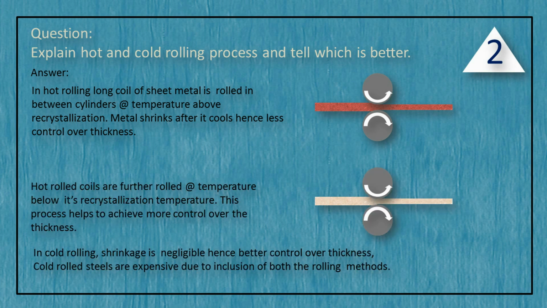Hot rolled coils are further rolled at a temperature below their recrystallization temperature. This process helps to achieve more control over the thickness. In cold rolling, shrinkage is negligible, hence better control over thickness. Cold rolled steels are expensive due to inclusion of both the rolling methods.